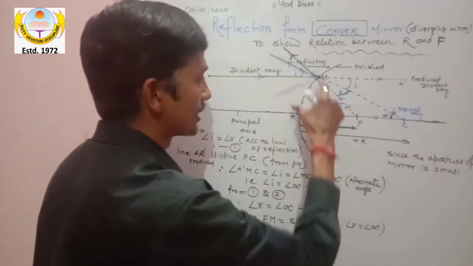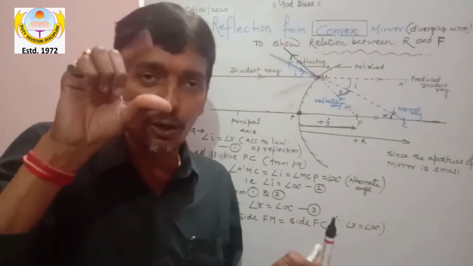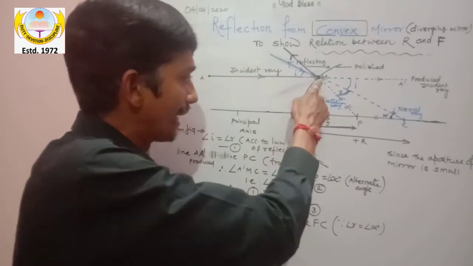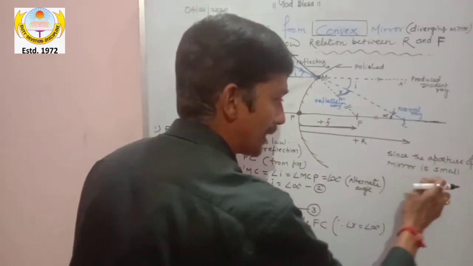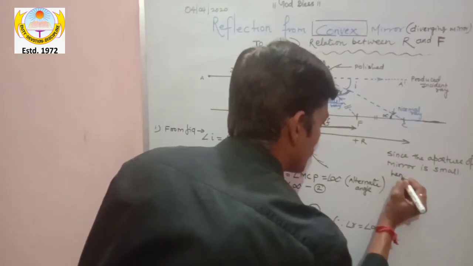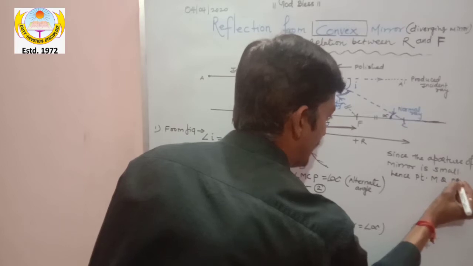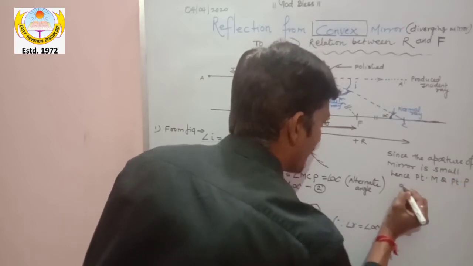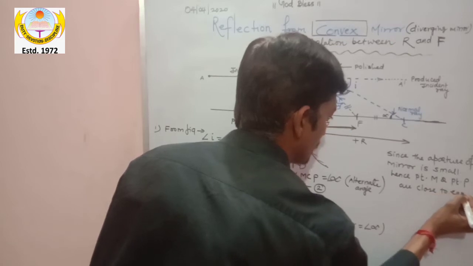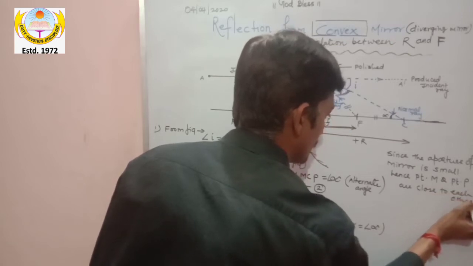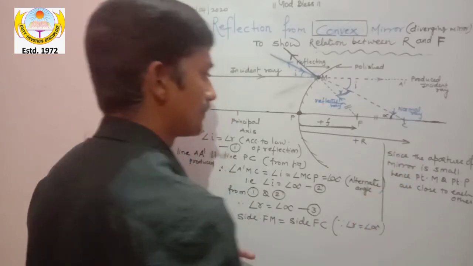So what is the meaning of this? If the aperture is small, M and P, or any point on the mirror, will be close to each other. M and P are very close to each other. So since the aperture of the mirror is small, hence point M and point P are close to each other. Right? I hope you are understanding.